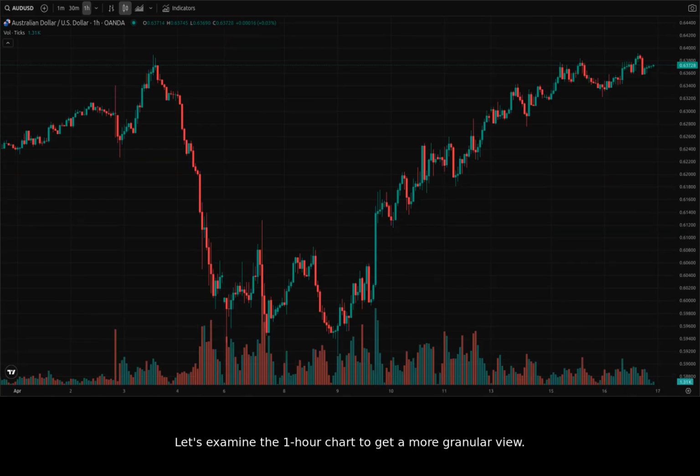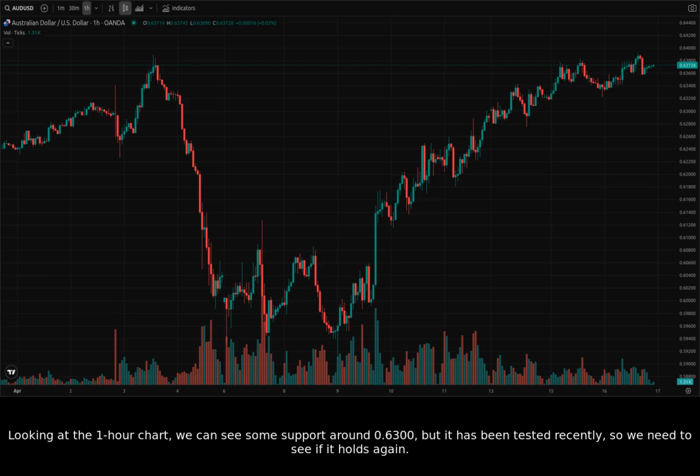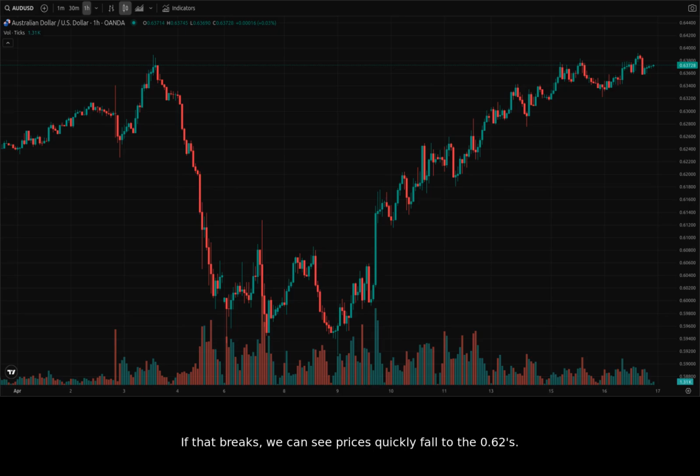Let's examine the 1-hour chart to get a more granular view. We might be able to identify more short-term trading opportunities. Looking at the 1-hour chart, we can see some support around 0.6300, but it has been tested recently, so we need to see if it holds again. If that breaks, we can see prices quickly fall to the 0.62s.